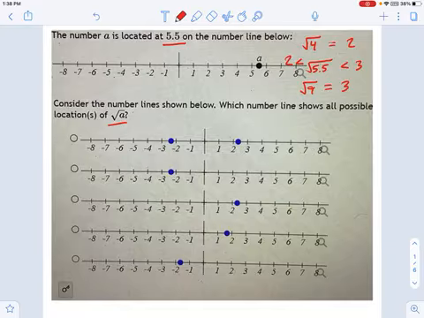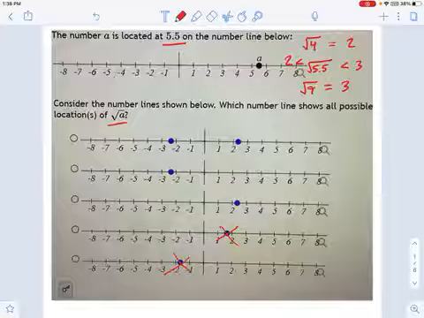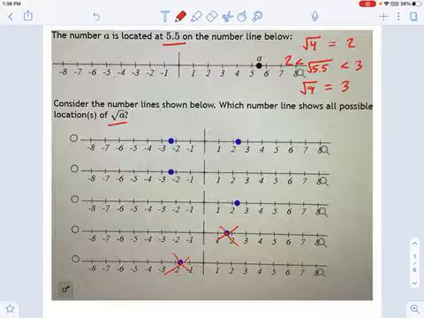So from that, we can rule out a couple of these things as nonsense, right? These, for example, they're between 1 and 2, or negative 1 and negative 2. They're not big enough. We need something between 2 and 3. So that leaves 3 good options here.